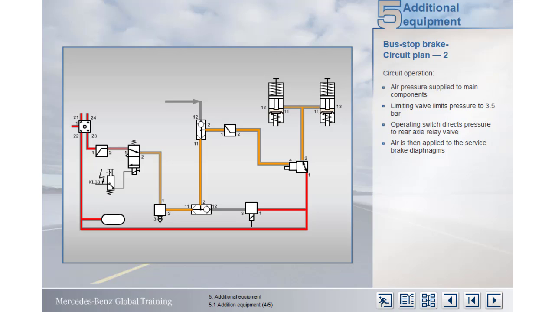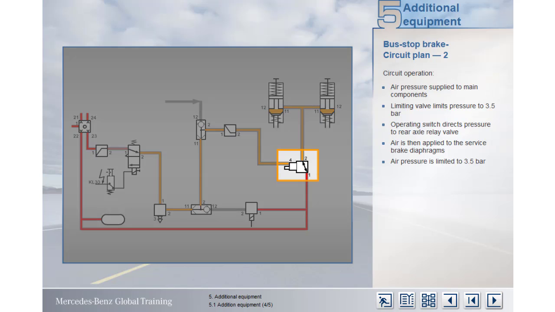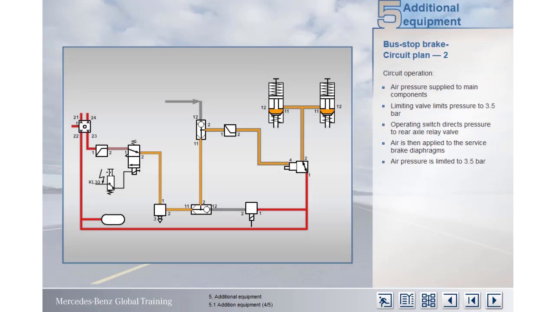This action directs air from the storage tank and multi-circuit protection valve to the service brake diaphragms of the rear combination cylinders, and the brakes are applied. The pressure acting on the diaphragms is limited to 3.5 bar by the movement of the relay valve, which opens in proportion to the control line pressure. When the bus stop brake is switched off, air from the brake cylinders is quickly vented to atmosphere via the breather valve, and the brakes are released rapidly.